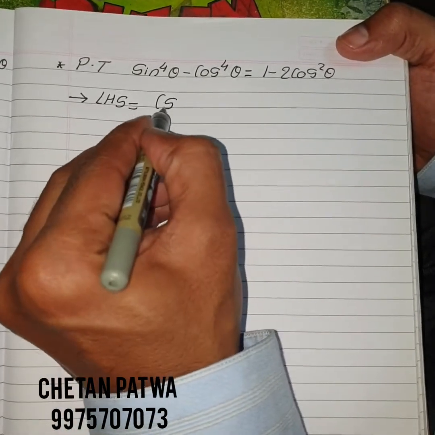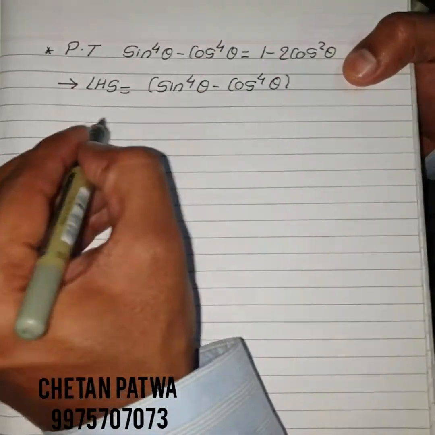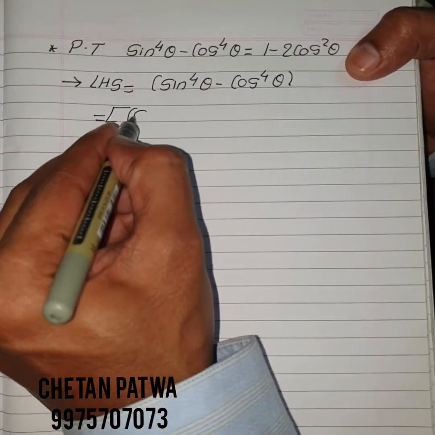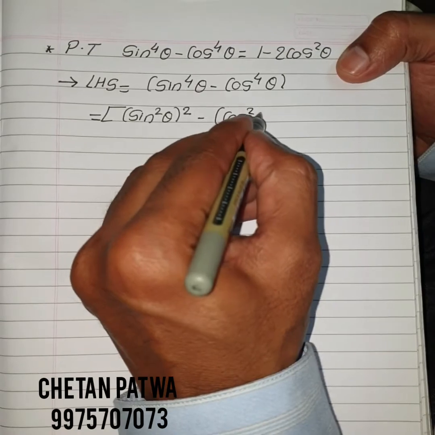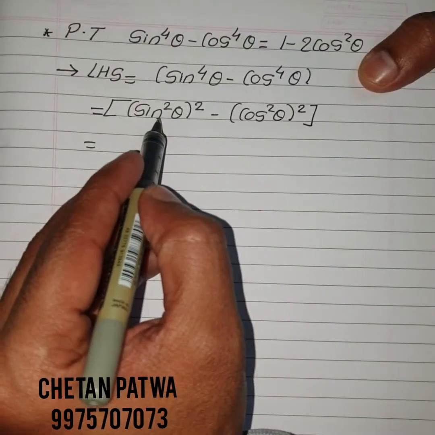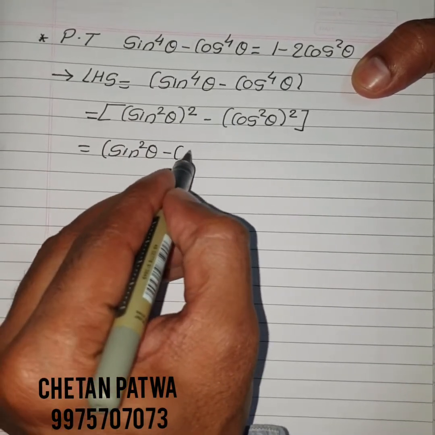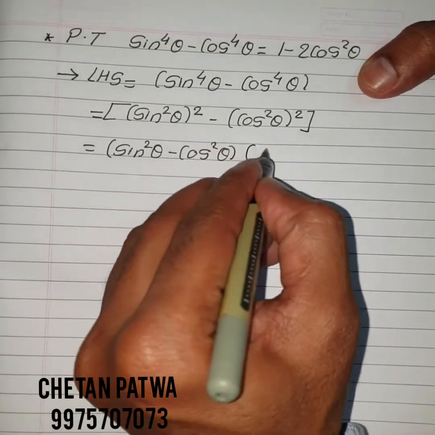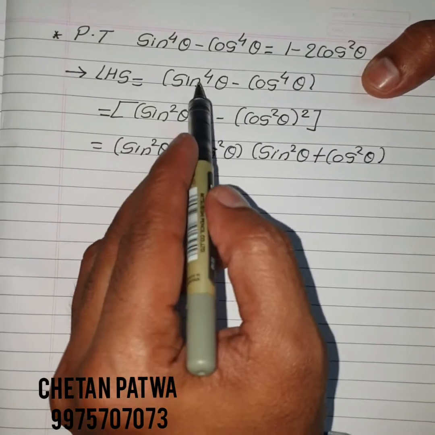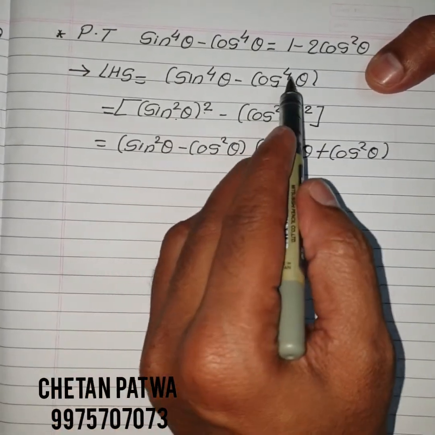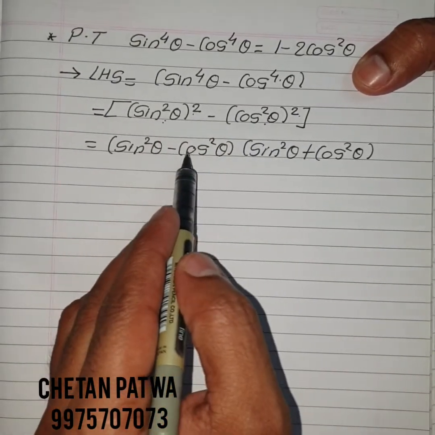Left hand side is equal to sin raised to 4 theta minus cos raised to 4 theta. That is equal to, now sin raised to 4 theta can be written as sin square theta bracket square minus cos square theta bracket square. Now what is the formula for a square minus b square? It is a minus b, a plus b. So what we have done? We wrote sin raised to 4 theta as sin square square, cos raised to 4 theta as cos square theta bracket square. We applied the formula a square minus b square, that is equal to a minus b into a plus b.